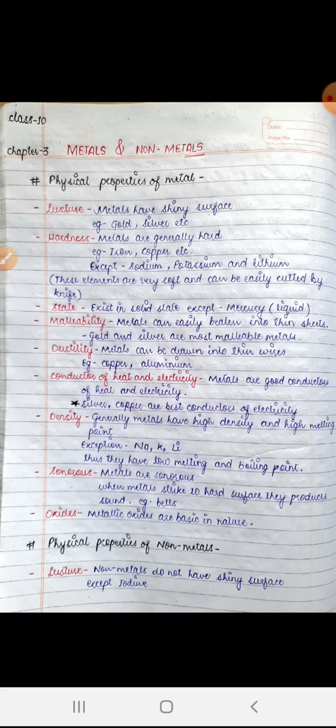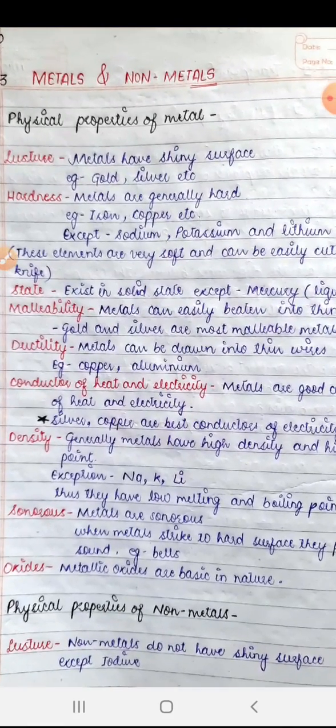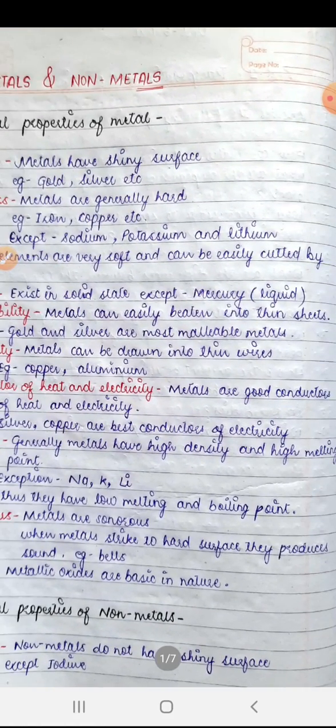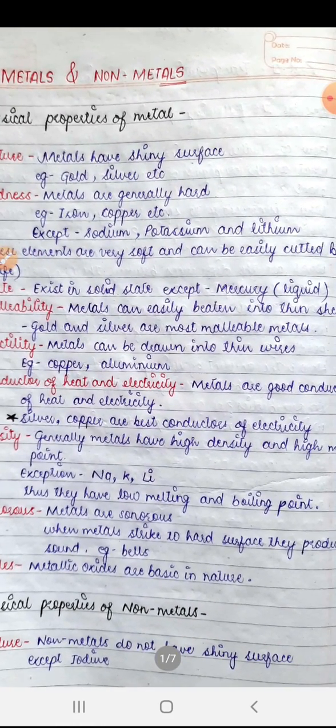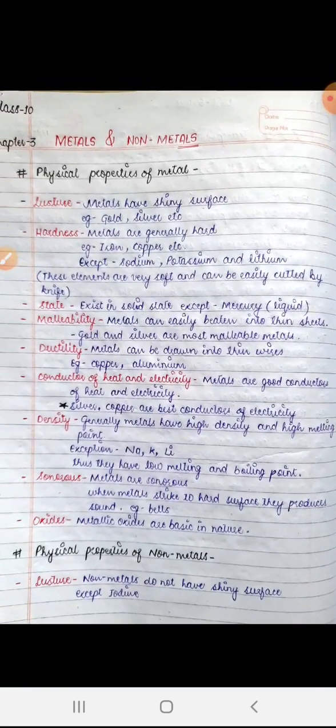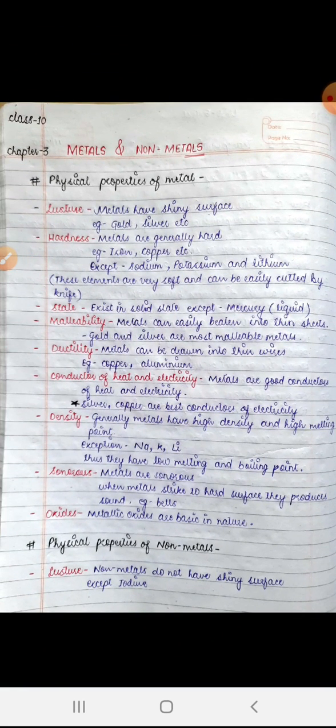Next property is conductor of heat and electricity. Here we are going to discuss the conduction of electricity, whether metals are good conductors of electricity or not. We have seen that metals are good conductors of heat and electricity. Silver and copper are the best conductors of electricity. That's why our electric wires are made up of copper only.